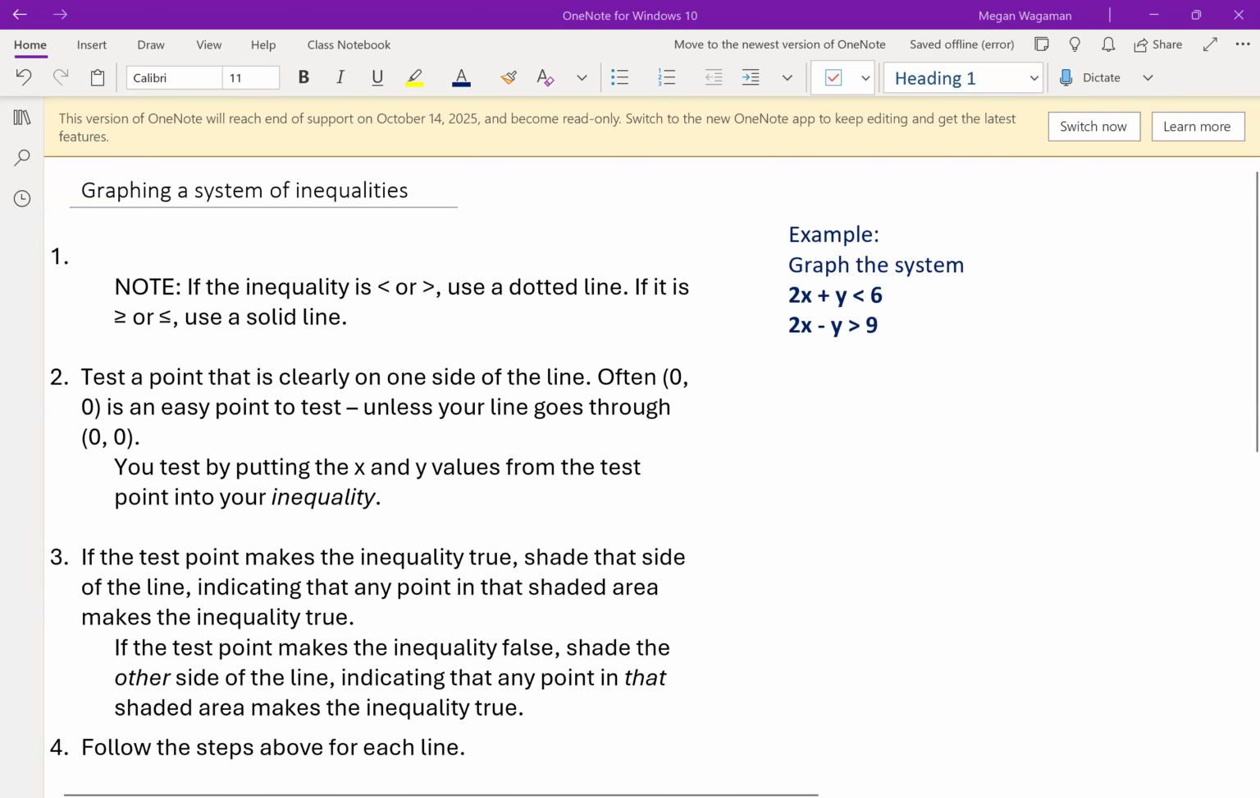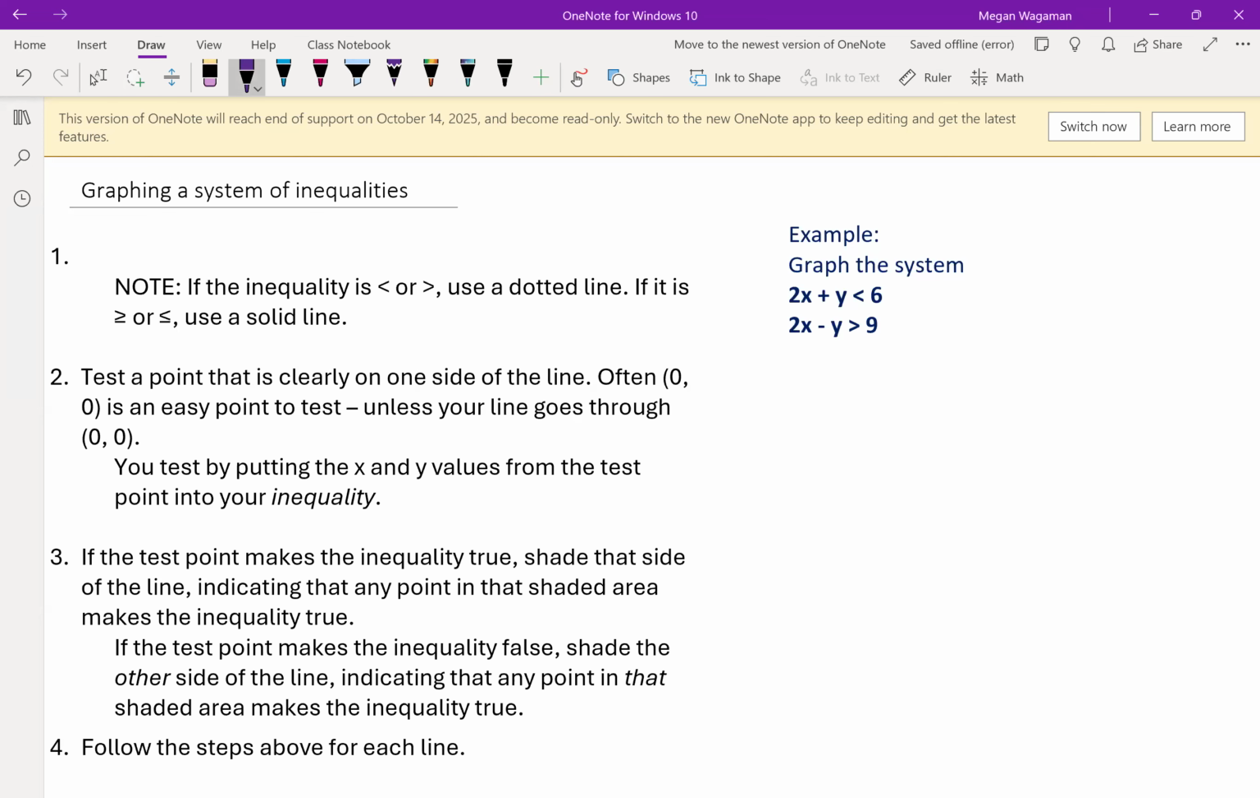In this video, I'm going to talk about graphing a system of inequalities. So basically what this means is when you have two inequalities and you want to find the area where both are true, or it could be more than two, but we're going to work with two. So I'm just going to number these. I'm going to call this one number one. I'm going to call this one number two.